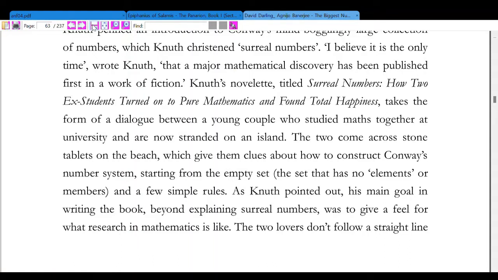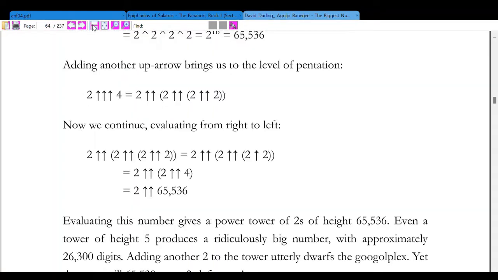Two up-arrows take us to the next rung on the ladder of hyperoperators, tetration. Adding another up-arrow brings us to the level of pentation. Now we continue evaluating from right to left. Evaluating this number gives a power tower of 2s of height 65,536.